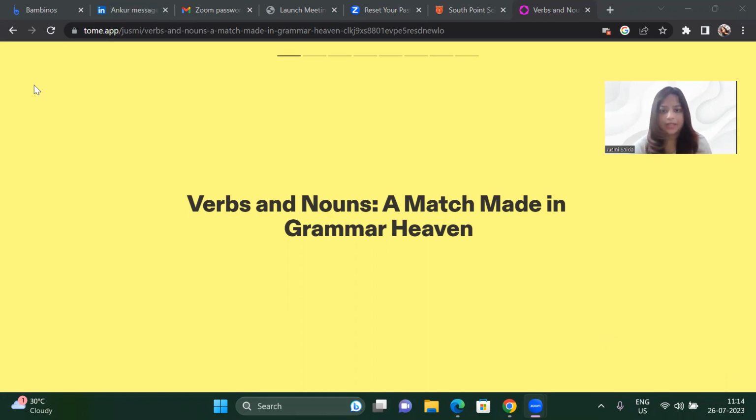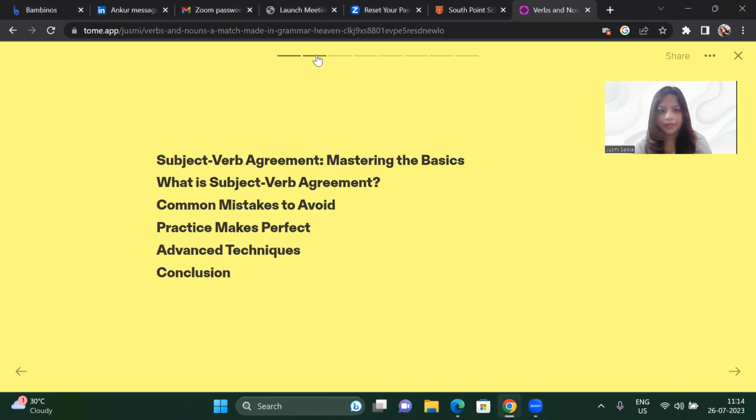Okay. Now, the next thing that we are going to learn is subject verb agreement. So these are the things we are going to learn today. Basically, we are going to learn about the basics. Also, we are going to learn about what is subject verb agreement. Then some of the common mistakes that we should be avoiding. Also, we are going to make some kind of practice that will help you understand the concept even better. Also, we are going to learn about a few of the advanced techniques. And finally, we are going to wrap up the class with a very important conclusion that we are going to learn and use for any kind of English grammar concepts or constructing any kind of grammar sentences. Okay, so let's go ahead and learn more about it.